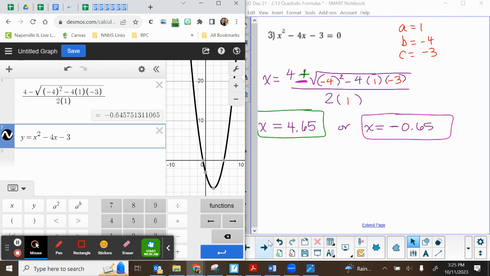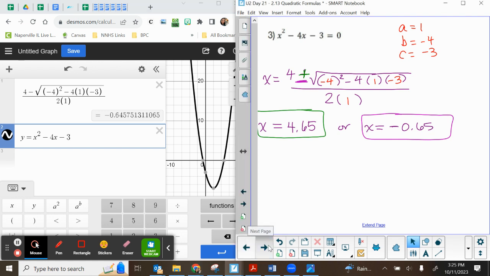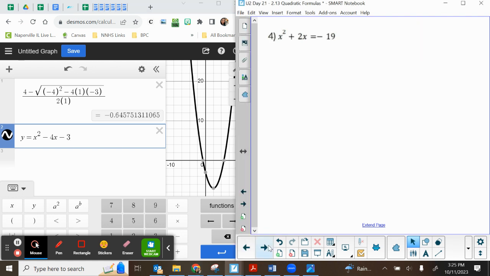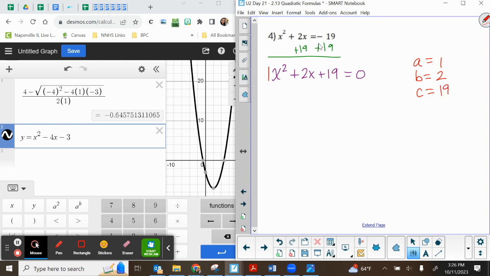So now let's look at number 4. I'm first going to get everything on one side equals 0. So I'm going to add 19 to both sides. So x squared plus 2x plus 19 equals 0. And then I'm going to identify a, b, and c. A is the number in front of the x squared, so that's 1. B is the number in front of the x, and c is the constant.